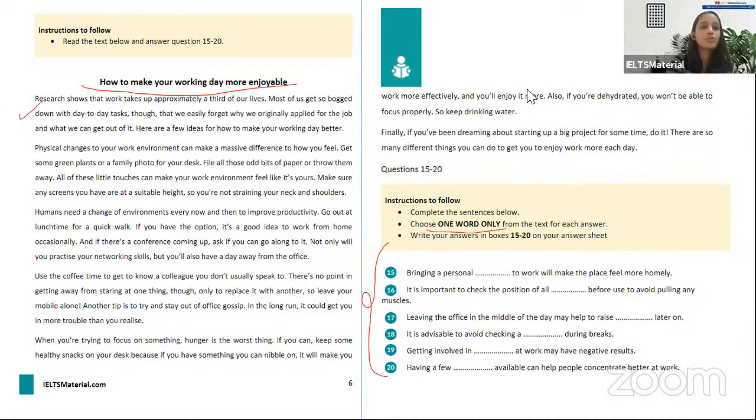So research shows that work takes up approximately a third of our lives. Most of us get so bogged down with day-to-day tasks, though, that we easily forget why we originally applied for the job and what we can get out of it. So here are a few ideas how to make your working day better. So the passages given below will give us those ideas. So let's solve the questions one by one. Are we ready?